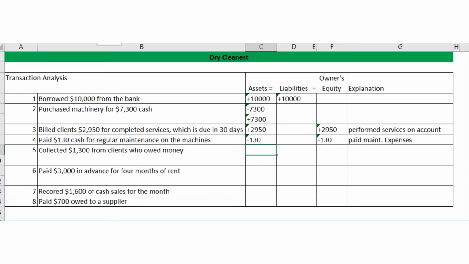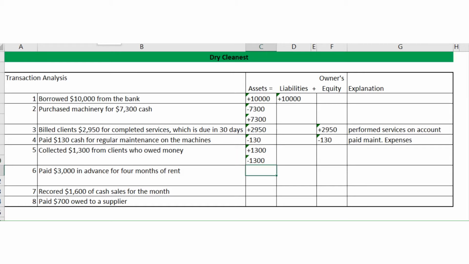Item number 5 is we collected $1,300 from clients who owed us money. So we have now $1,300 more in cash, an asset that went up. But they owed us money, which means it was on our balance sheet as an accounts receivable. If they've paid off that accounts receivable, it's actually a reduction in the AR balance. So our assets go up in cash and down in accounts receivable.